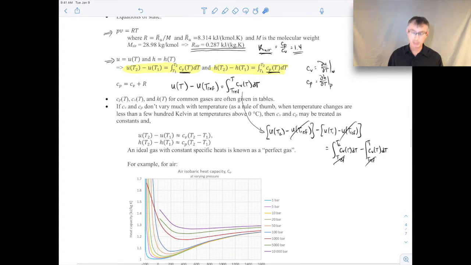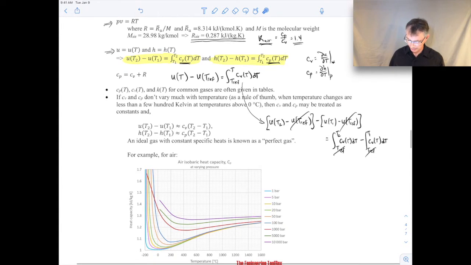And just like when we talked about incompressible substances, we said that if you're dealing with temperature differences that aren't too large, the specific heat doesn't change very much with temperature, so we could assume it's a constant. We can do the same idea here for ideal gases. So if we're dealing with a temperature change less than a few hundred Kelvin, as long as we're far enough away from the freezing point, for example, we can say that the C sub V and C sub P are relatively constant.